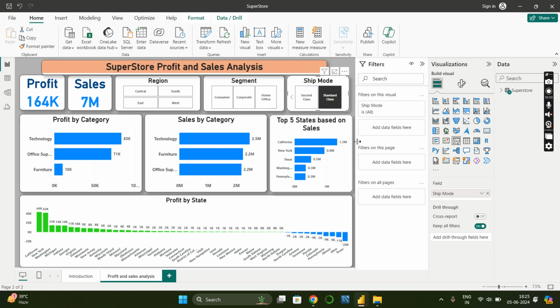If we go to the standard class, there is a profit of 164,000 and sales of 7 million. Technology and office supplies are more or less the same in the profit scenario, but furniture is quite far behind. There are still a significant number of states showing a loss, contributing to the loss of the superstore. California is still in first place for providing profit.